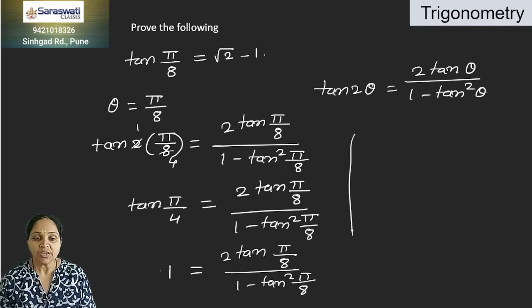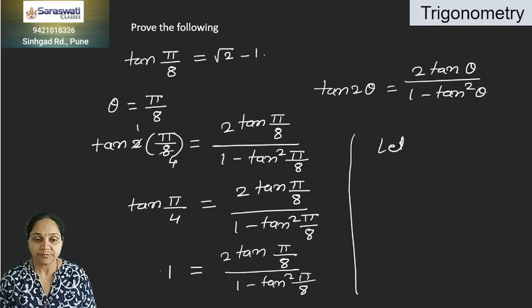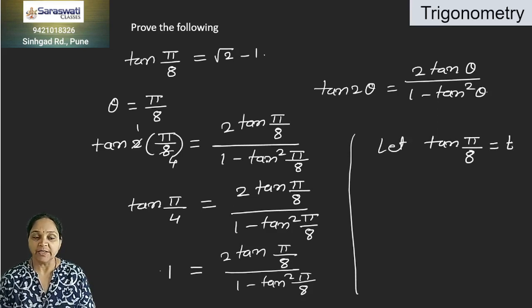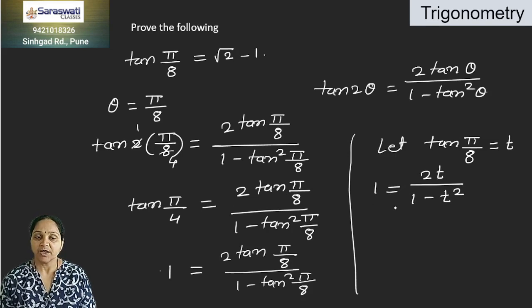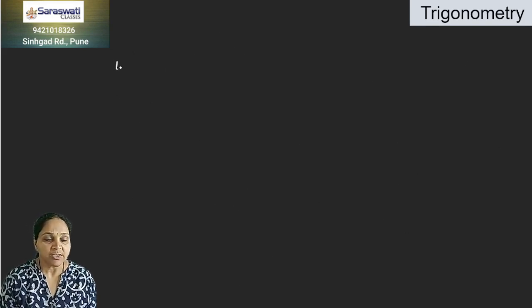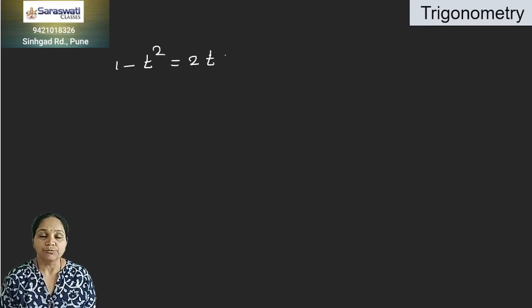Now here let tan pi by 8 is equal to say t. So 1 is equal to 2t upon 1 minus t square. And now use cross multiplication. So we get 1 minus t square is equal to 2t.